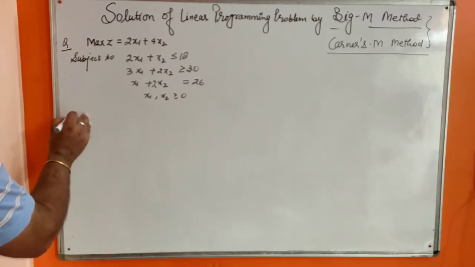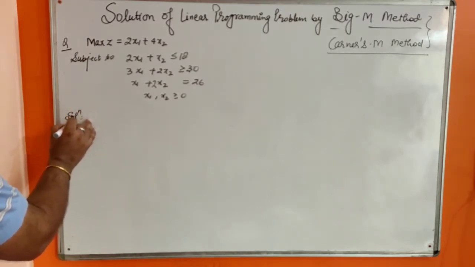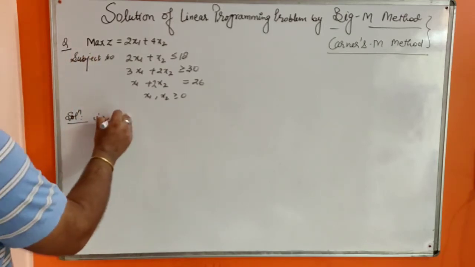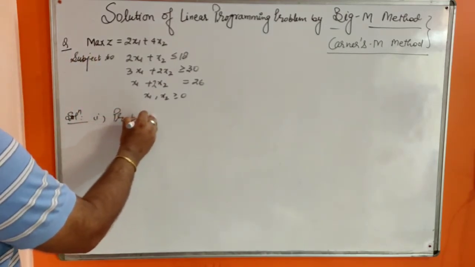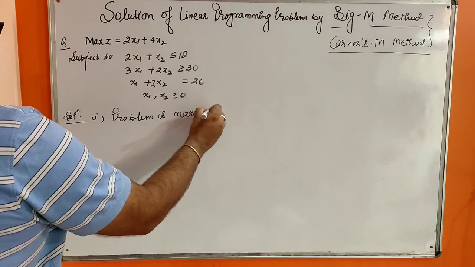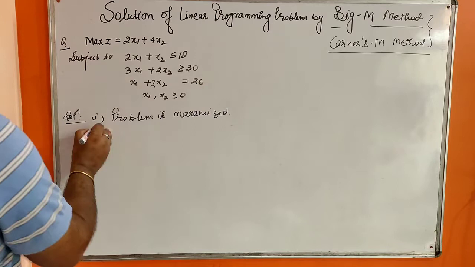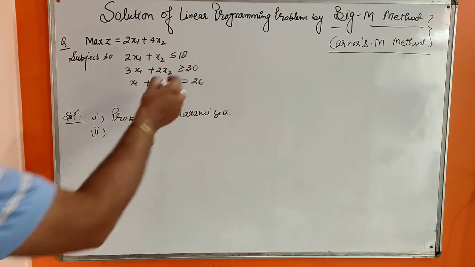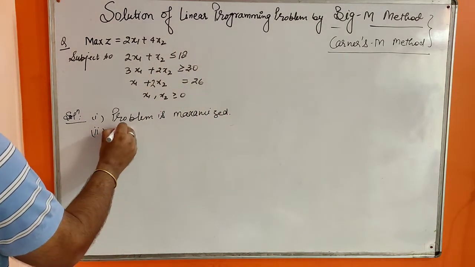The first step is the problem should be maximized. The problem is of maximization. Now moving on to the second step. The second step is all the right-hand side values should be positive. Are they? Yes, all are positive.